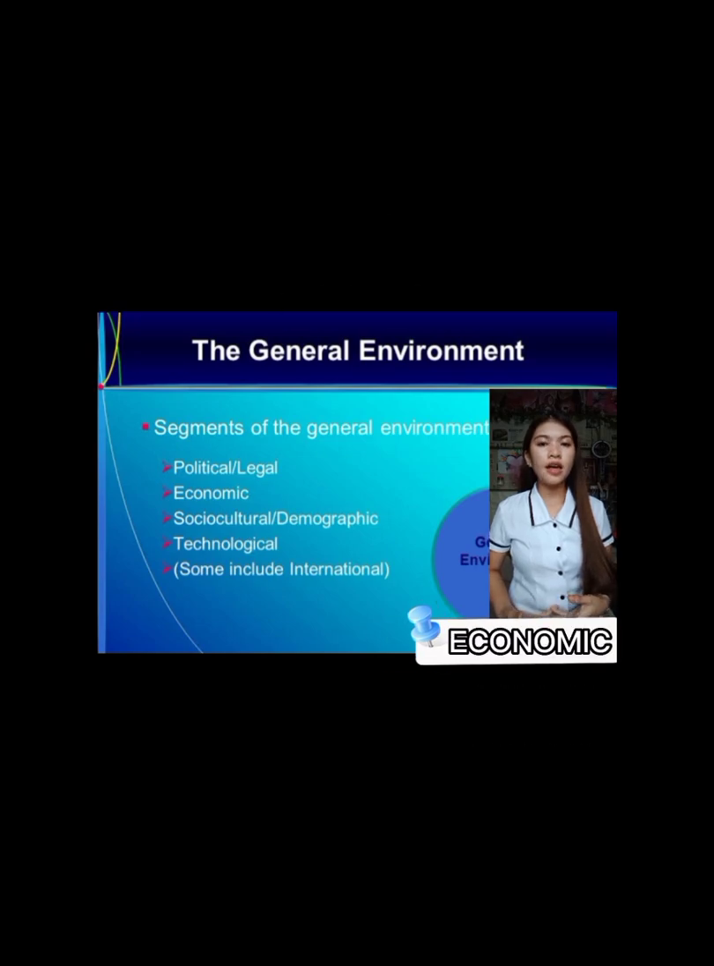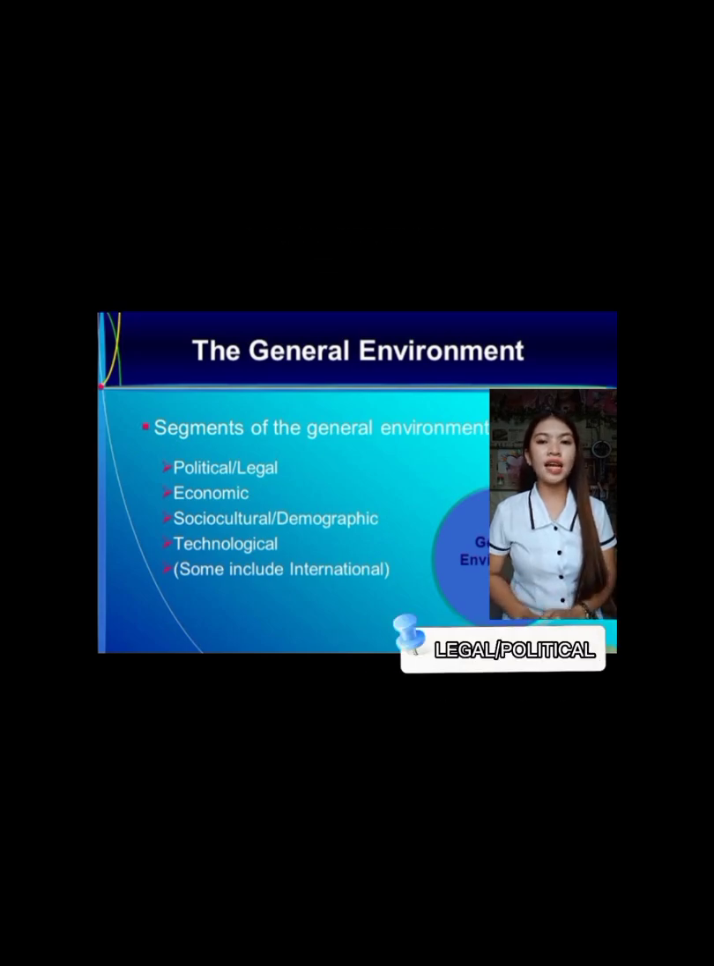The economic. This aspect of the general environment represents the economic status or level of development of the country or region in which the organization operates. The last but not the least, legal political. This dimension of the environment includes laws and regulations adopted by a country's government.